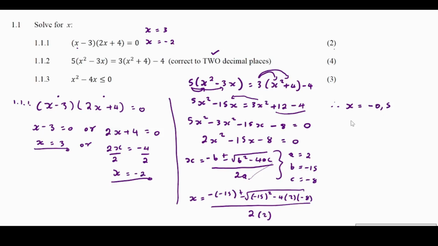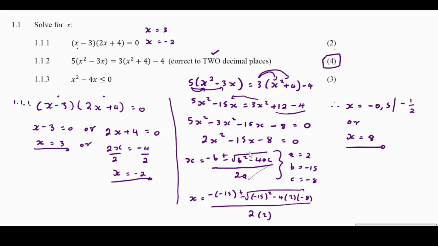And then the first value of x, I mean, it is negative 0.5, or you can just write it as negative 1 over 2. And then the second value for x, if you put it in your calculator, you will find that the value of x is equal to 8. Yes, that is for your 4 marks there.